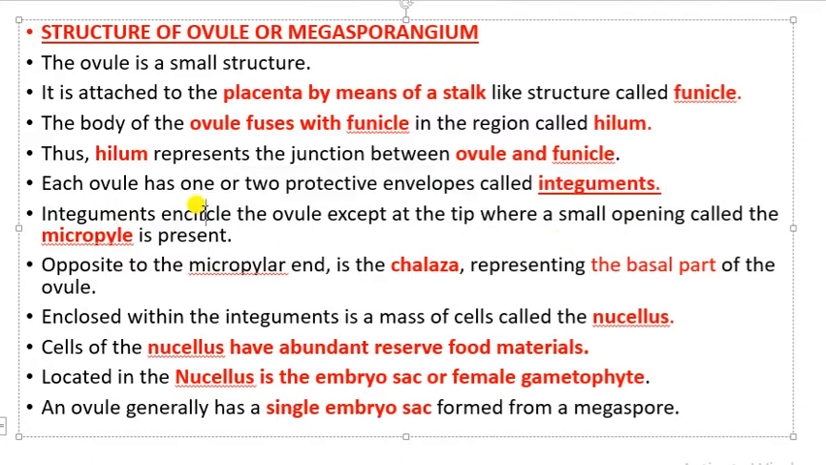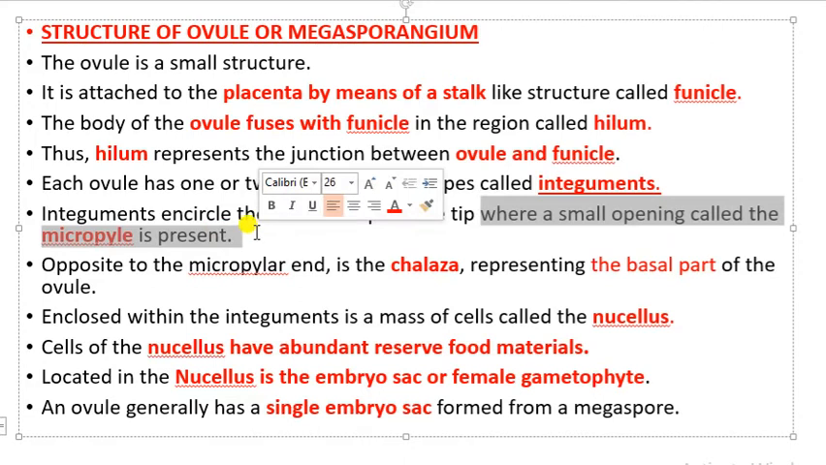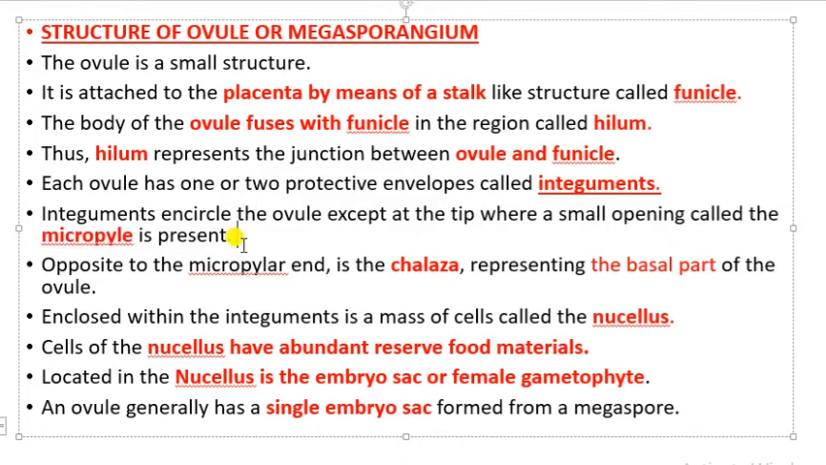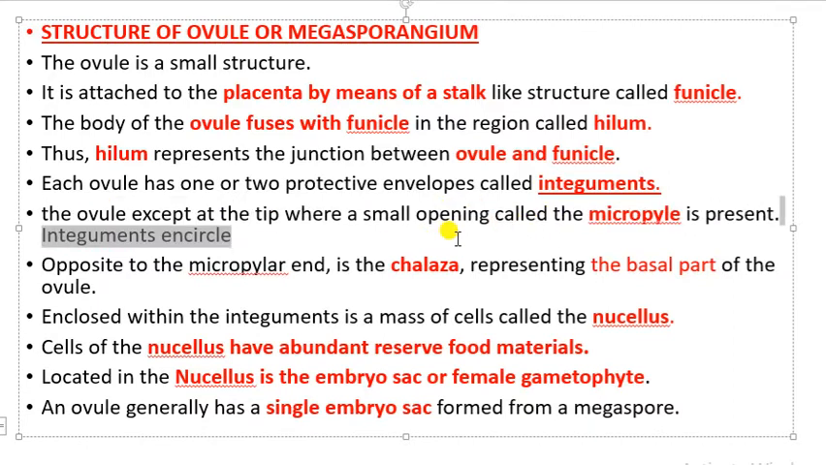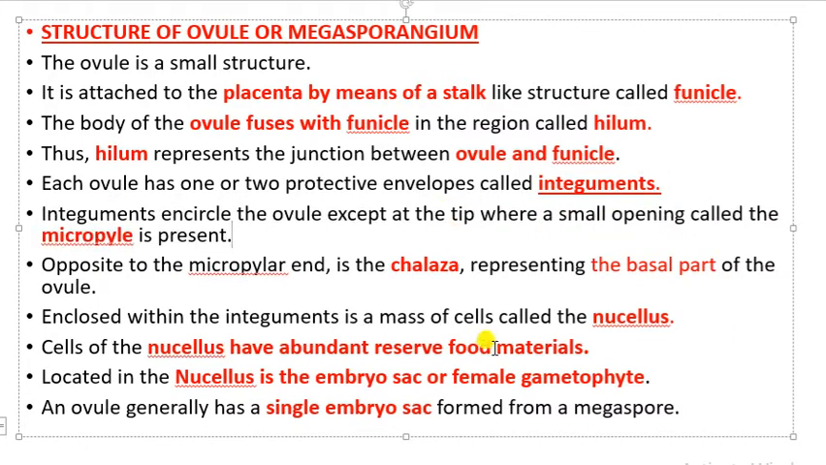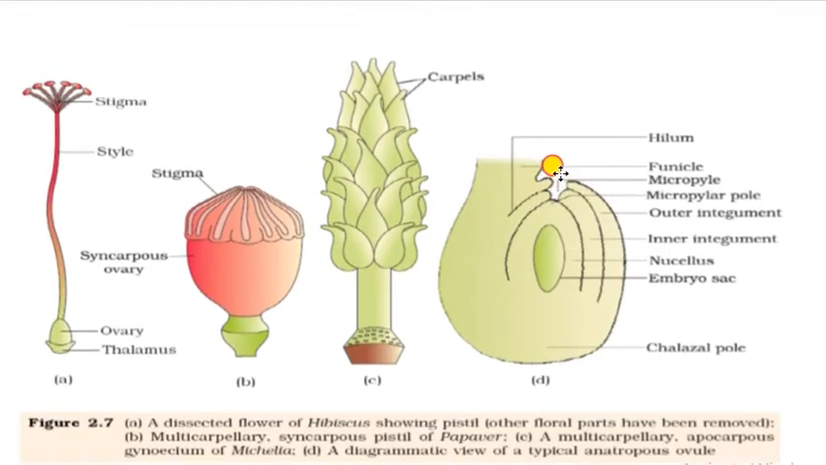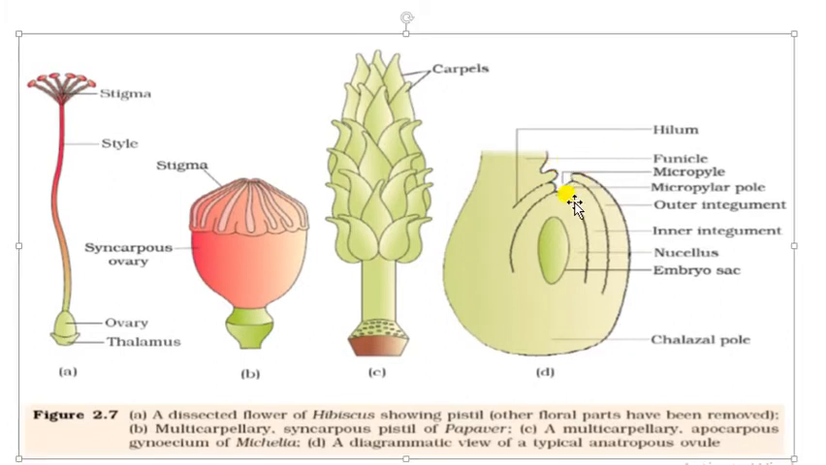The integuments cover the ovule except the tip portion, where there is a small opening which is known as the micropyle. If you see the structure of the anatropous ovule, at the tip you can see that the integuments are absent, and as a result a small opening has been formed here. You can see in the structure there is a very small opening, and this opening is known as the micropyle.